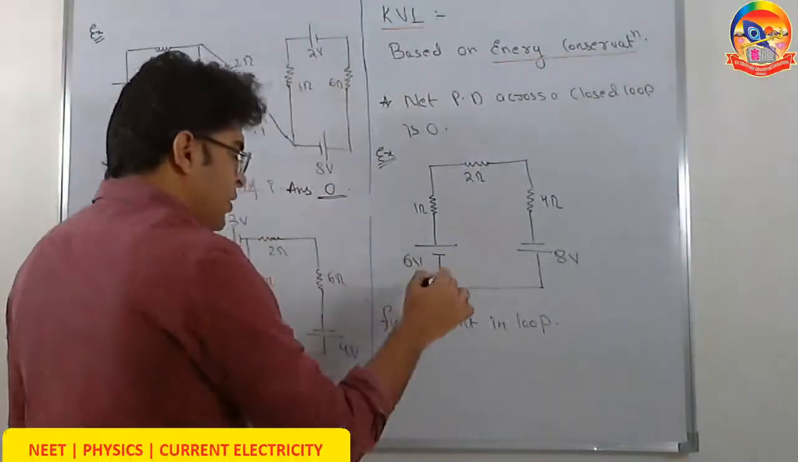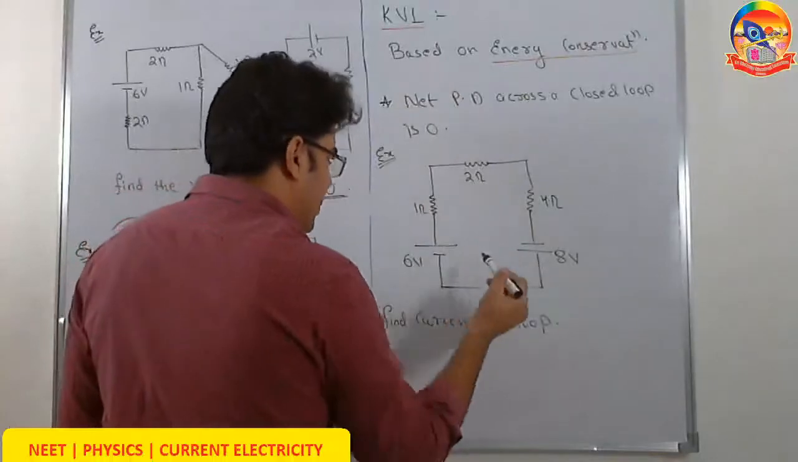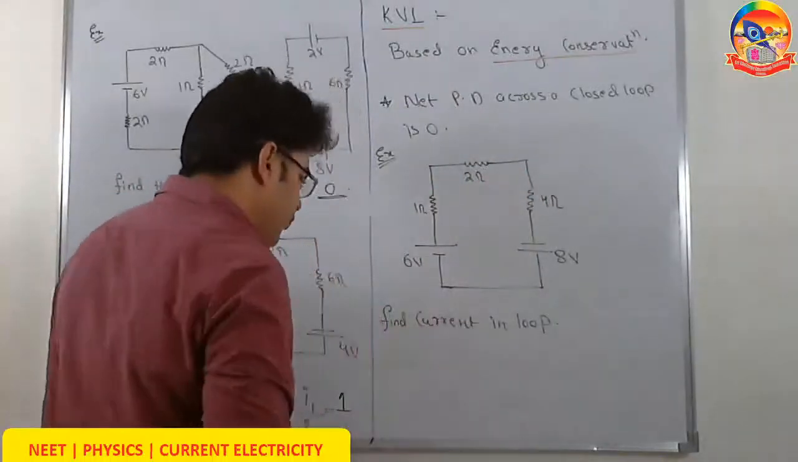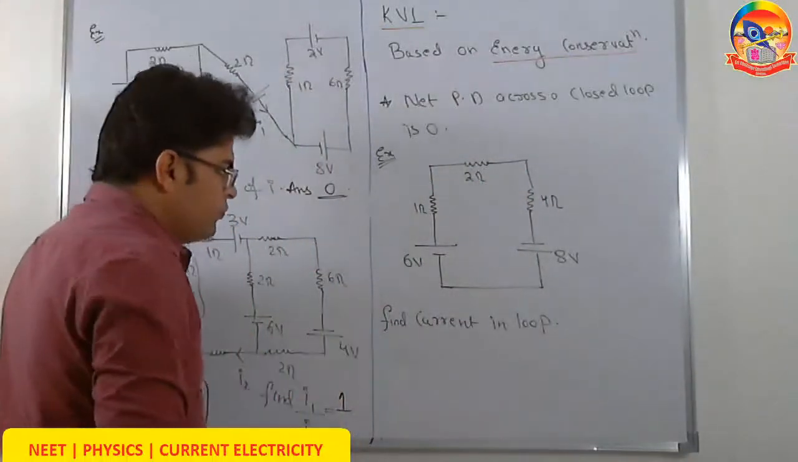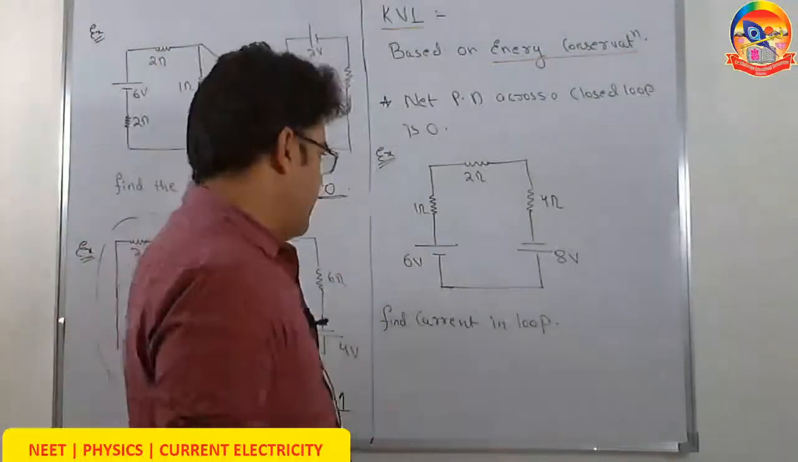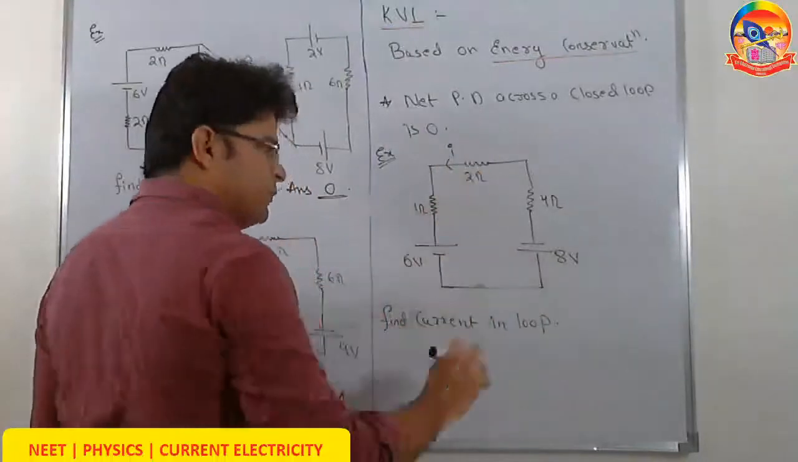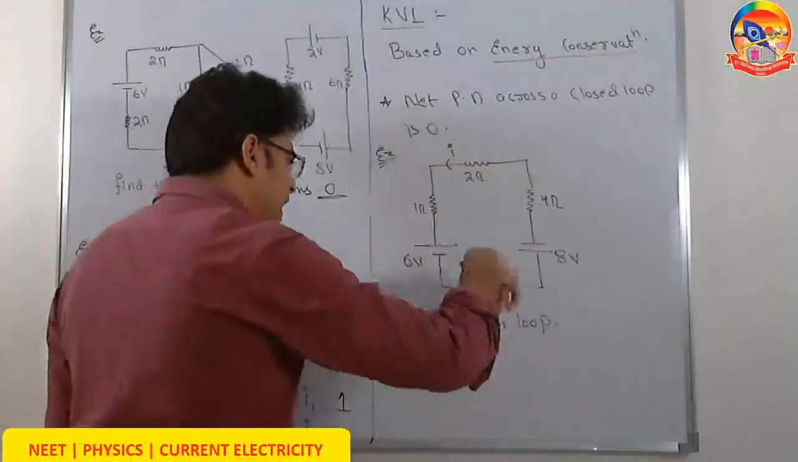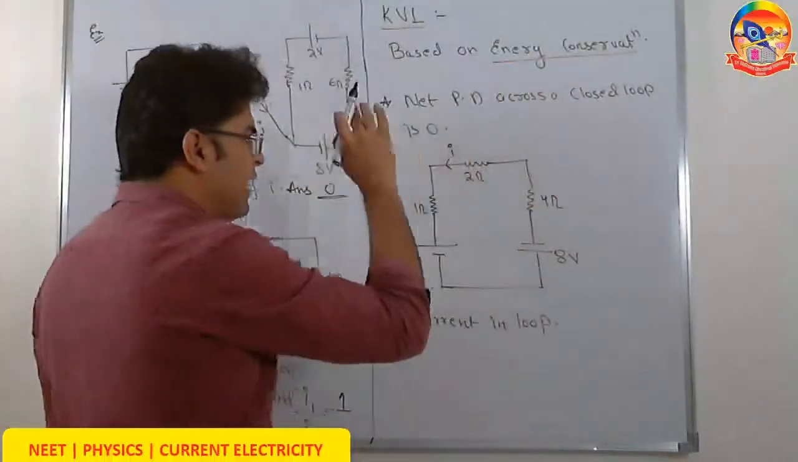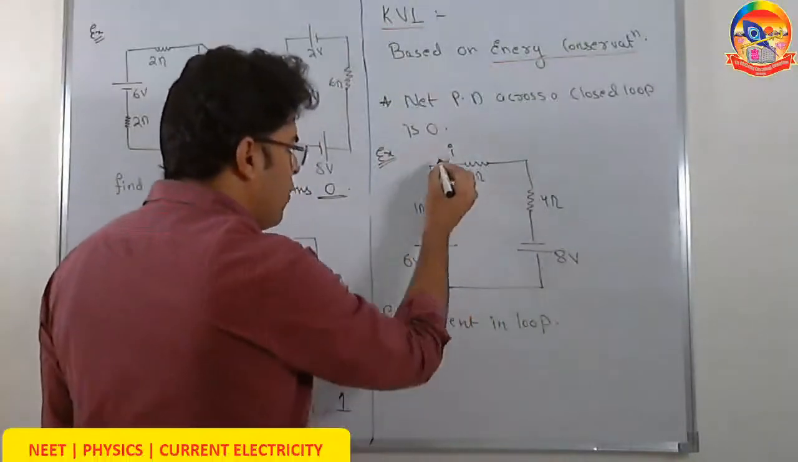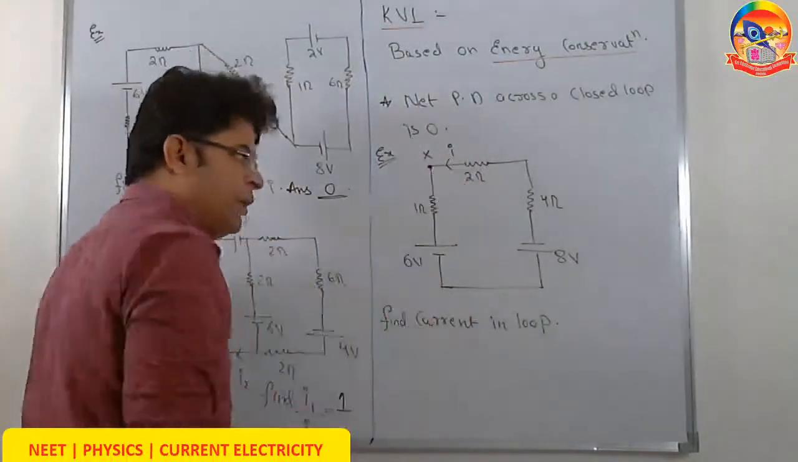So there is this loop, there are two batteries, 6 volt, 8 volt, and 3 resistances, 1 ohm, 2 ohm, 4 ohm. Question is, find the current in the loop. I don't know which way the current flows in this loop. So let's say an anti-clockwise current I flows. And then start from any point and start writing the equation of KVL. Let's start from this point. Okay, let's call this point X.